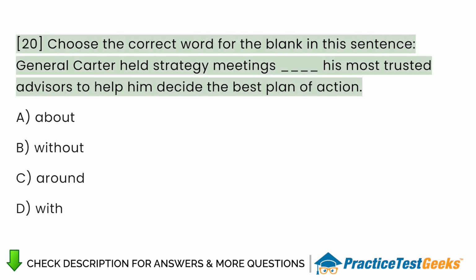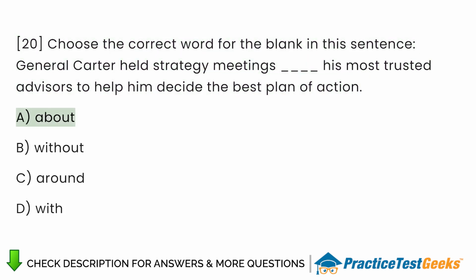Choose the correct word for the blank in this sentence. General Carter held strategy meetings ___ his most trusted advisors to help him decide the best plan of action. A. About. B. Without. C. Around. D. With.